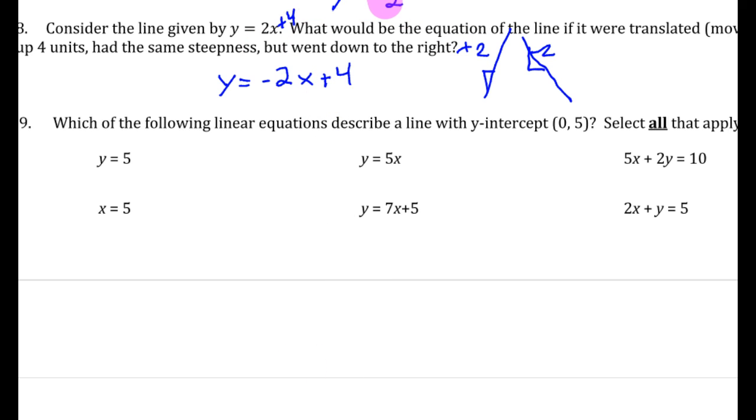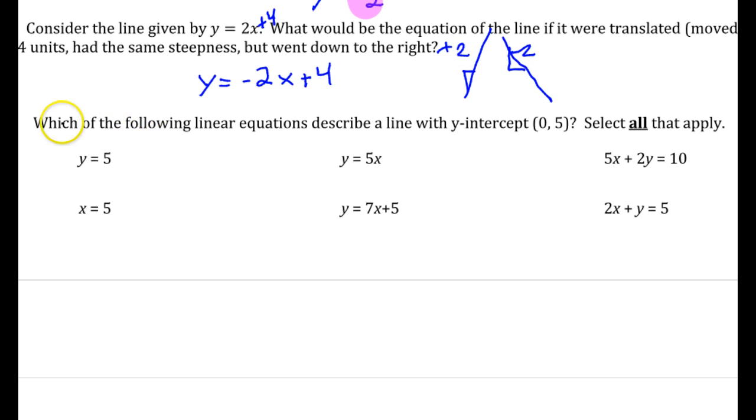Okay, good. Which of the following equations describe a line with y-intercept positive 5, or 0, 5? Just like we did before, this is the same as asking which ones have a b value of 5. And again, read the directions. Don't just say, yeah, you see that one's 5, so I'm done. Yeah, that's one of them, but which other ones have a y-intercept of 5?